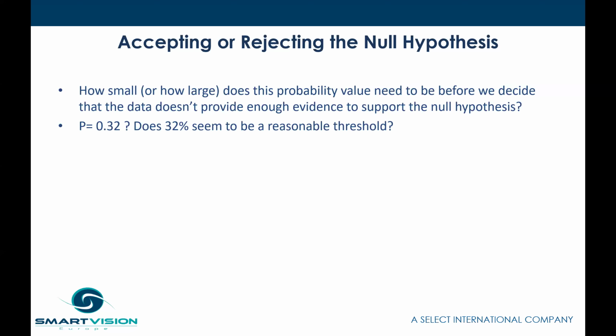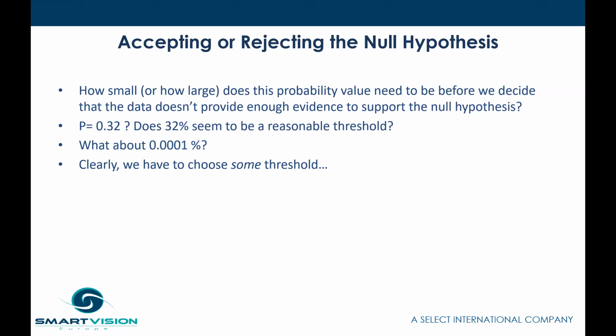Does that seem reasonable? Well, most people would probably say it isn't, but maybe we could be a lot more strict, and we could say, okay, let's say it has to be less than 0.0001%, so less than like 1 in 100,000 or 1 in a million or something like that, before we reject the null hypothesis. You've got to choose a number at some point. You have to choose some threshold.